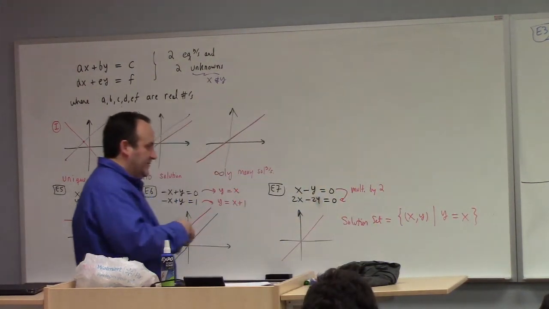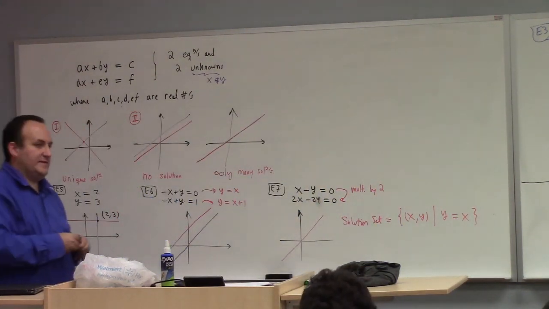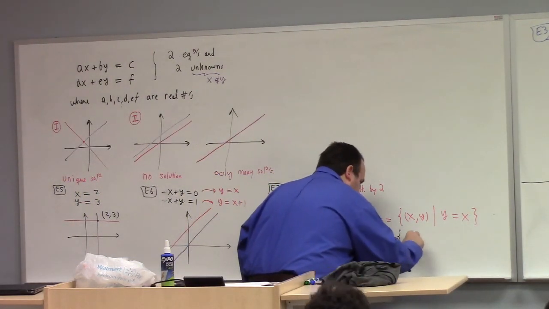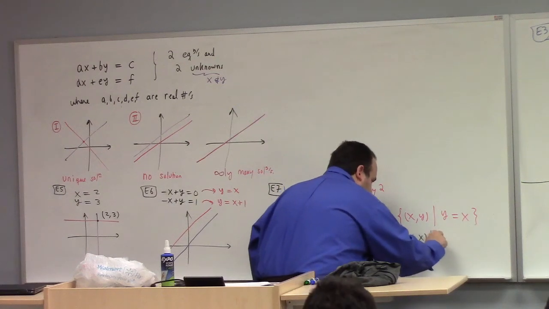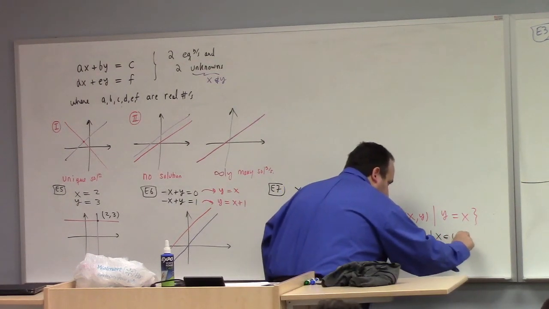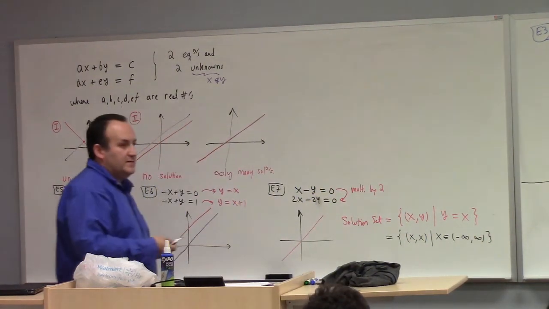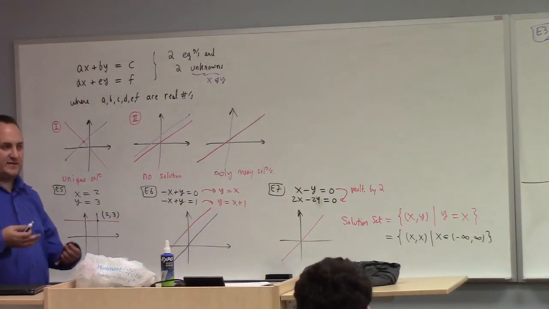And we can make that a little bit better. I would prefer to write that solution in terms of a single parameter as follows. I would write it like this: (x, x) such that x is a real number. So this is case 3. This is the case that the solution set is infinite.